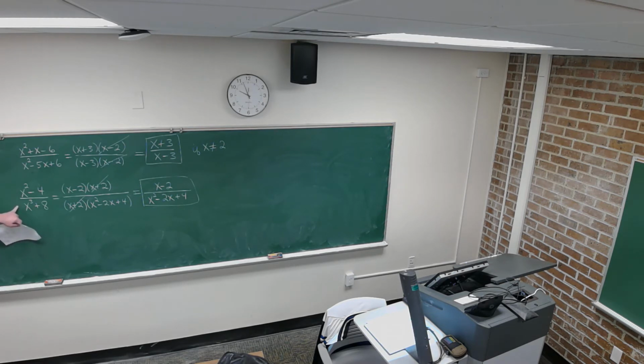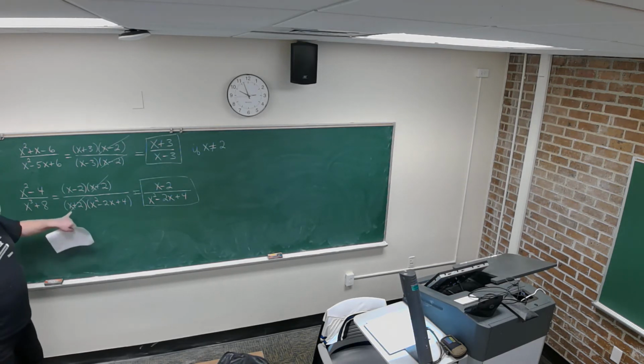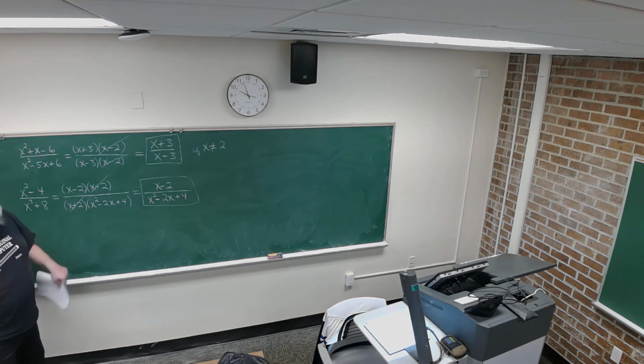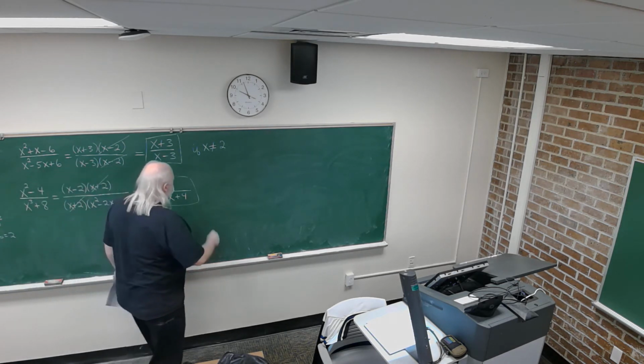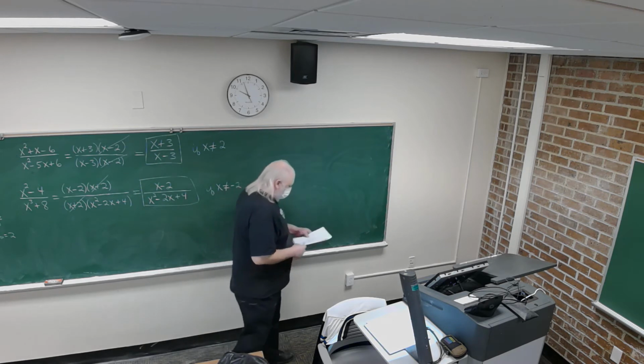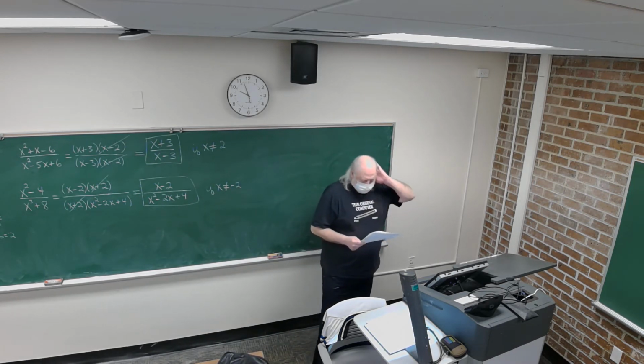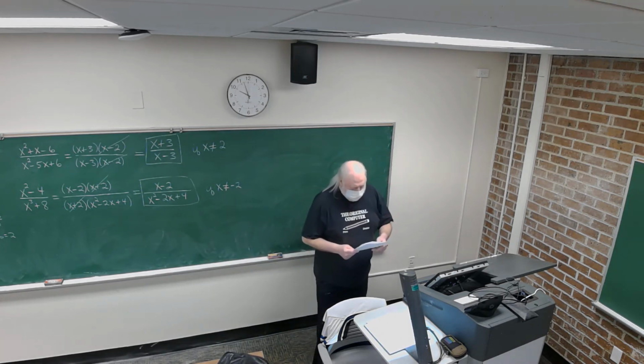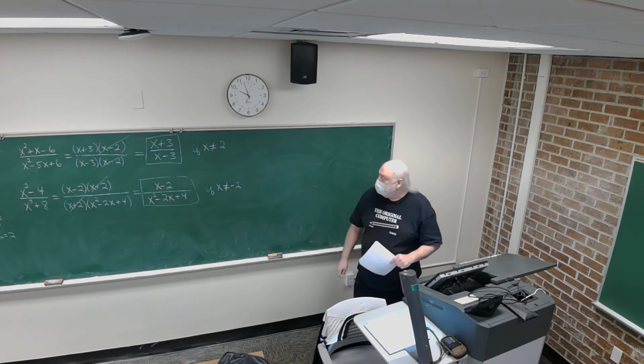And so what we started with simplifies to what's in the rectangle, under what condition? x can't equal what? Negative 2, because if you put in negative 2 for x in the denominator, it equals 0. Okay. Any questions on that?